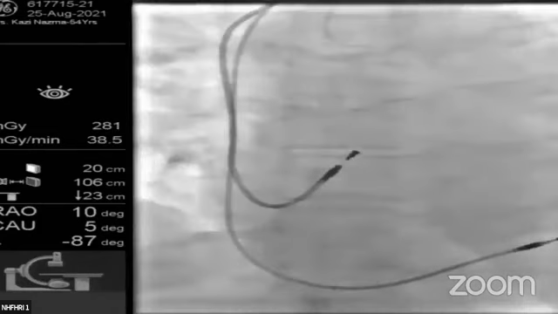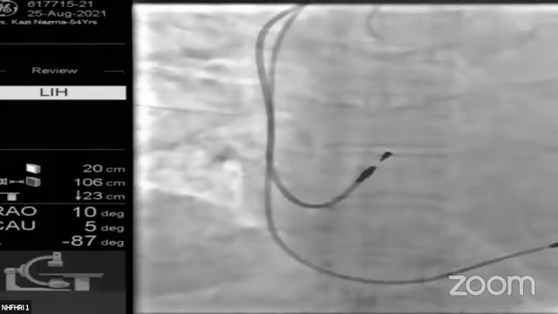If you use the screw lead, you can put it here, or you can put it anywhere in the right atrium, maybe in the septum or in the free wall.